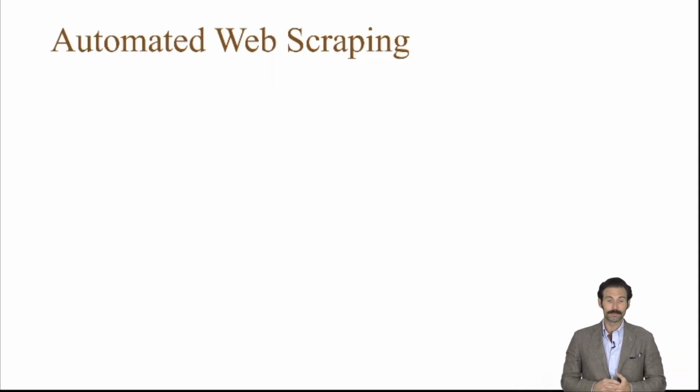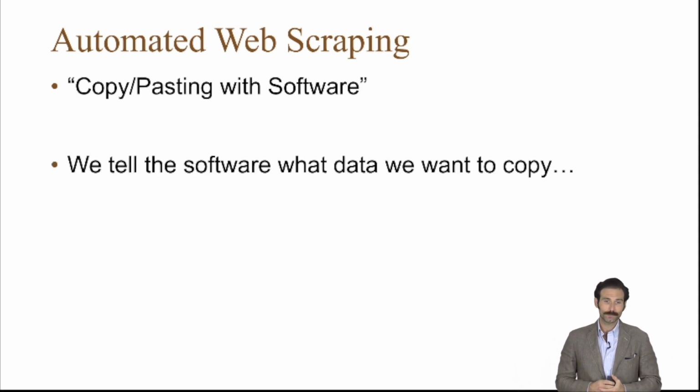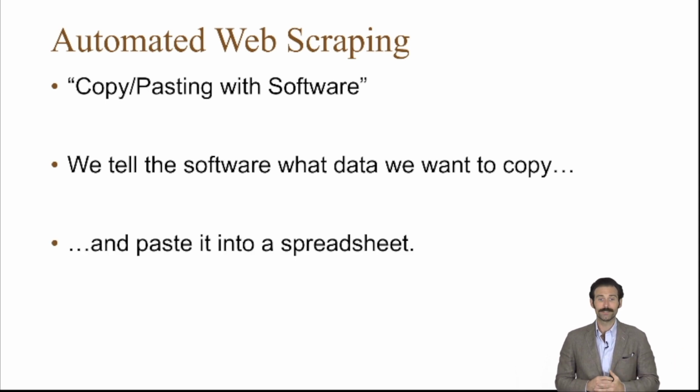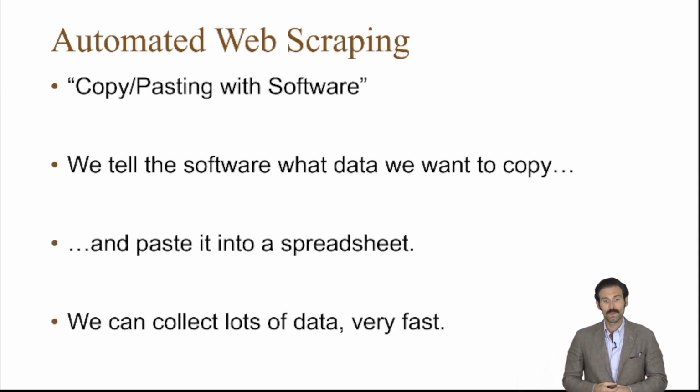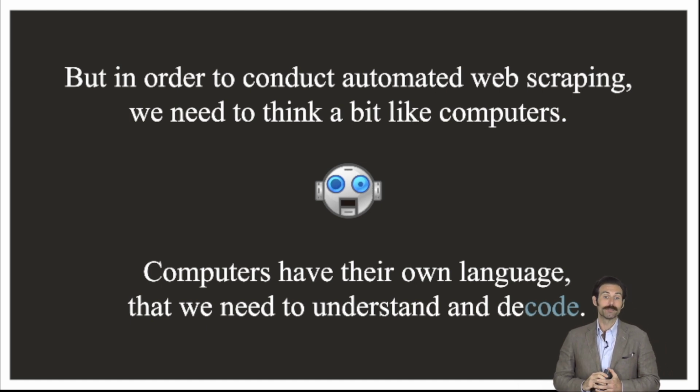So let's move into automated web scraping. You can think of it like it's copy pasting with software. We tell the software what data we want to copy, and then we paste it into a spreadsheet. Using this automated method, we can collect lots of data very fast. But in order to do automated web scraping, we have to start thinking a little bit like computers. Computers have their own language, their own programming codes, and we need to understand and decode that language a little bit if we want to customize scrapers and really focus in on getting specific types of data from the internet.